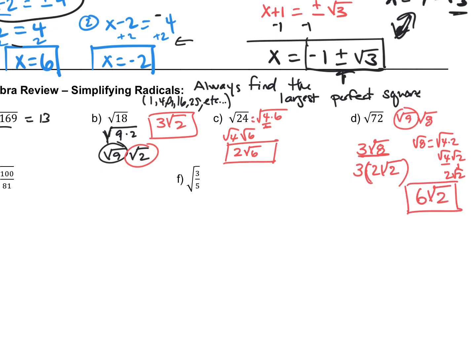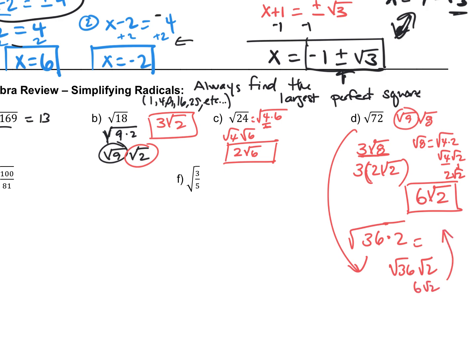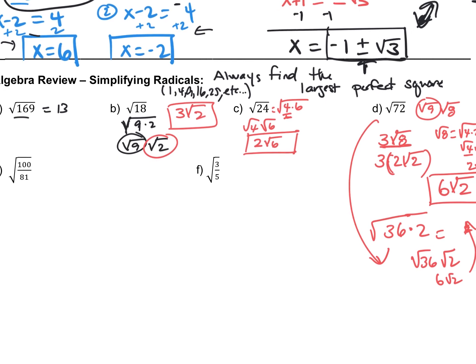Now, the largest perfect square in 72, I just want to look real quick, is 36. 36 times 2 gives you 72. So then you would break it up as square root of 36 times the square root of 2. And if you notice, that's exactly what I have up here. So if you don't find the largest perfect square, you just take an extra step. You just have to make sure every time you reduce that radical or simplify the radical that all the perfect squares are gone.